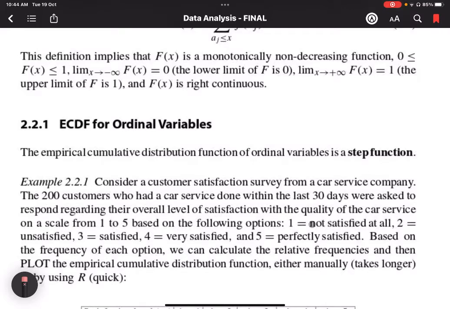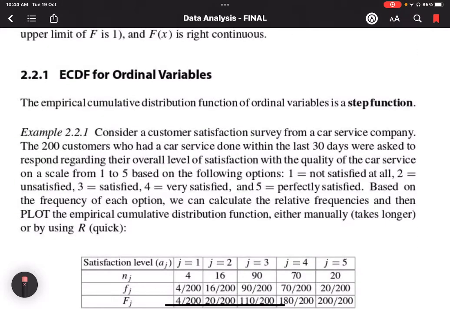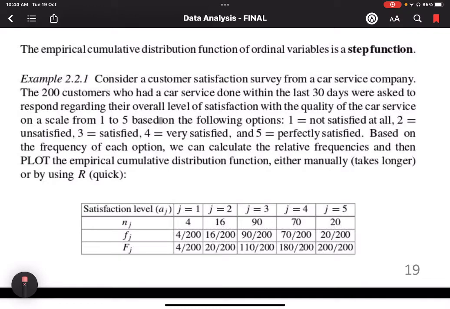For example, not satisfied is equal to 1, 2 is unsatisfied, 3 is satisfied, 4 is very satisfied, and 5 is perfectly satisfied. So itong 1 to 5 pwede mong i-order, no? Naka-order sila. But if you deduct, for example, 4 and 5, no? Wala silang ibig sabihin there, wala kang makikitang meaning, or hindi mo siya pwedeng i-analyze. So based on the frequency of each option, we can calculate the relative frequencies and then plot the empirical cumulative distribution function, either manually or using the R software, no?